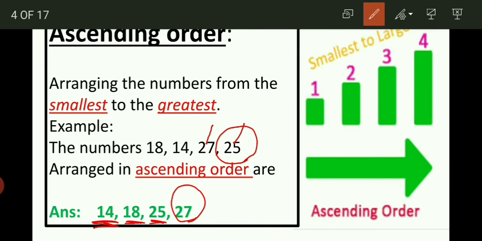So now, because we have completed, let's check again. So number 14, then a little bit greater number 18, then a little bit greater number is 25, and the last number that we have written is 27, that is the greatest number among these four numbers that we have taken. So now we have arranged the numbers from the smallest to the greatest, that is otherwise known as the ascending order of numbers.